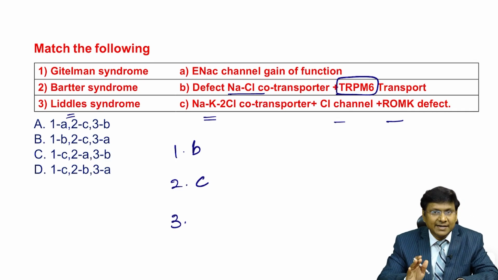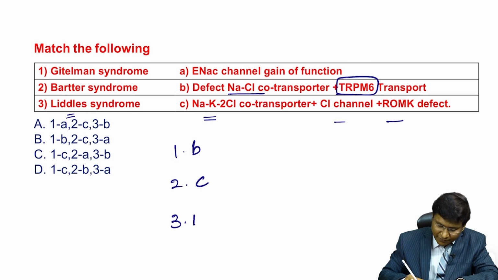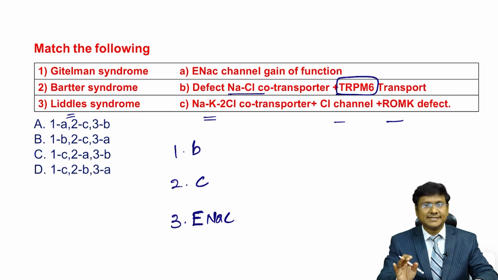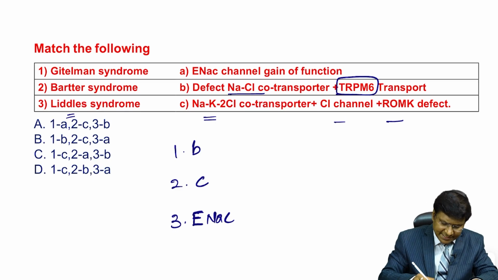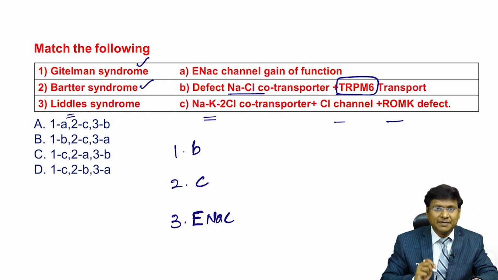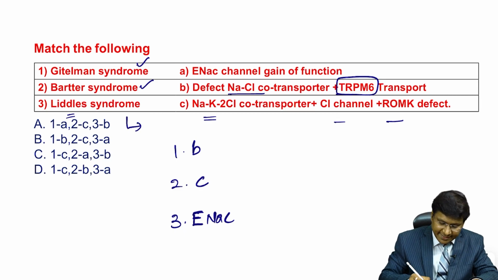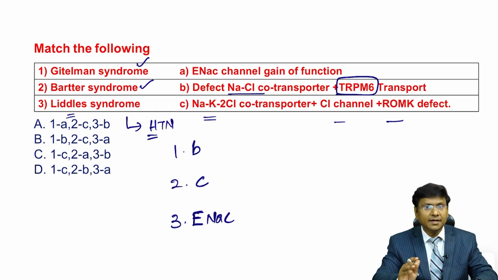So in case of Liddle syndrome, there is gain of function of the ENaC. So in the first two, that is in Bartter syndrome as well as in Gitelman syndrome, the blood pressure will be normal. Whereas in Liddle syndrome, these patients will have hypertension.